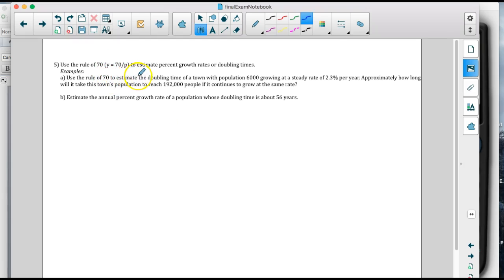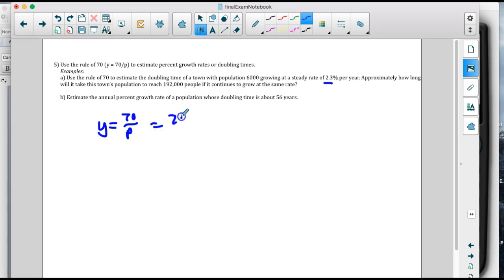So it says use the rule of 70 to estimate the doubling time. From a population of 6,000 and a steady rate of 2.3%, approximate how long it takes to reach 192,000 if it continues at that rate. So what we would do there is take our formula for doubling time, y equals 70 over p, and put the percent in there, which is 2.3%.